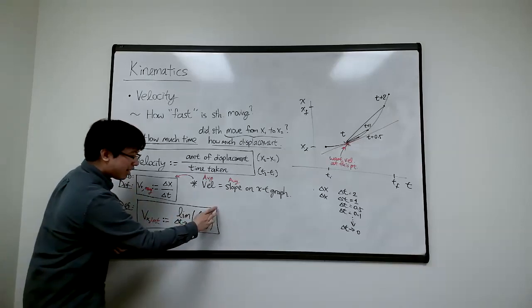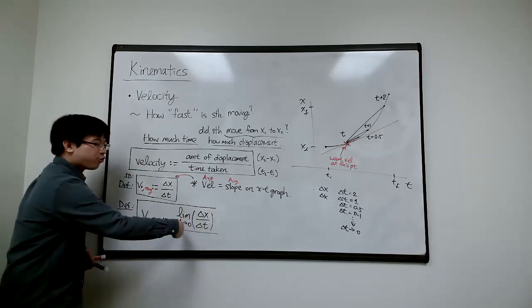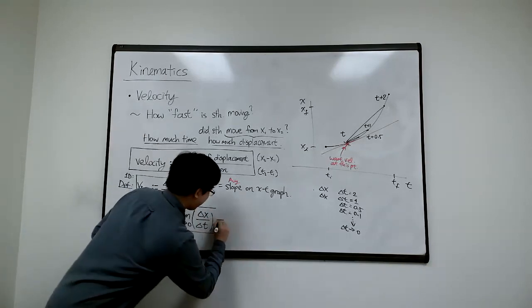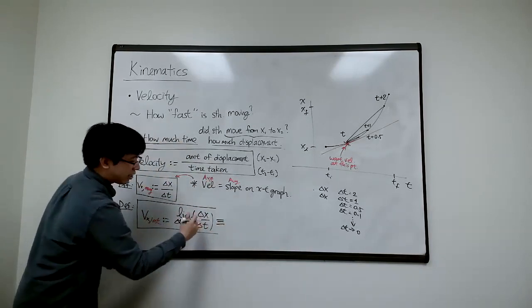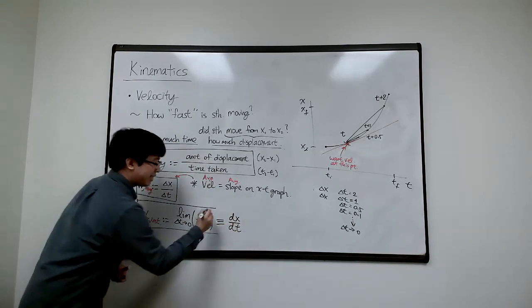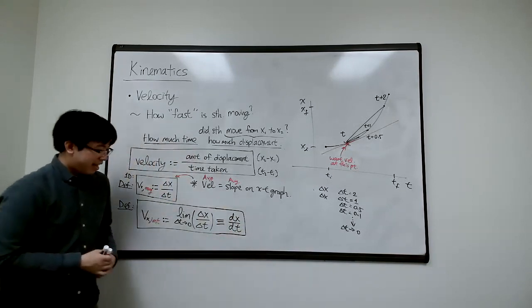Last thing to say is we are lazy people. So we don't want to write this chunk of mess every time. So we invent another symbol for this ugly chunk of thing, dx dt. And you might recognize and see this a lot of times in calculus, right? So this is the idea of calculus.